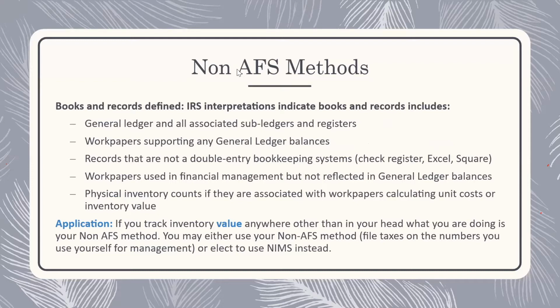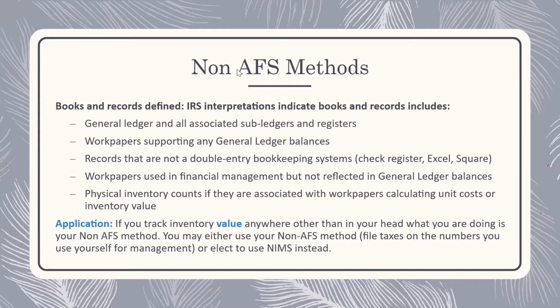How does the IRS define books and records? Your general ledger and all the associated subledgers, all your QuickBooks, all your Sage Accounting, whatever your accounting software is, all of it. That's the general ledger and associated subledgers. Work papers supporting any of those balances. So bank reconciliation, any Excel spreadsheet, anything that connects to that accounting system is included. If you have records that aren't a double entry bookkeeping system, so you're just writing your checks in a check register, you're just keeping records on Excel or Square, that counts. It's not double entry bookkeeping, but they'll count that.